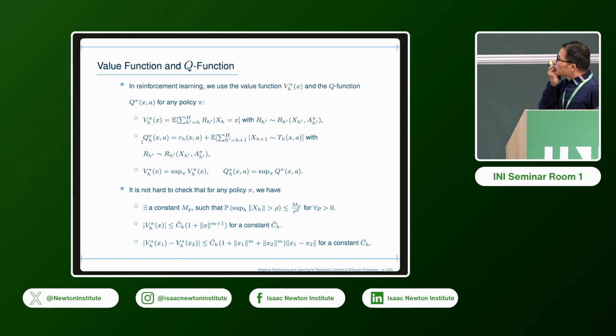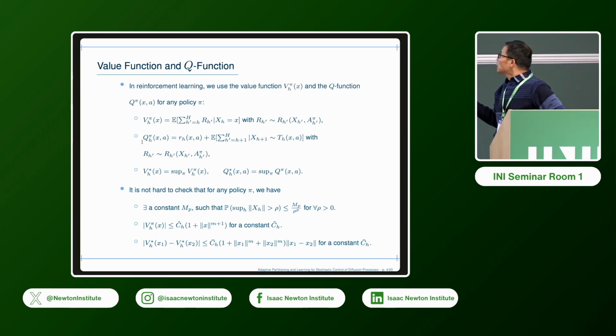With the regularity I showed on the previous page, we have an estimation of the regularity of our value function and the state process. For example, we can find a constant M_p such that the whole state process, over the finite time horizon, will stay in a big ball with high probability.